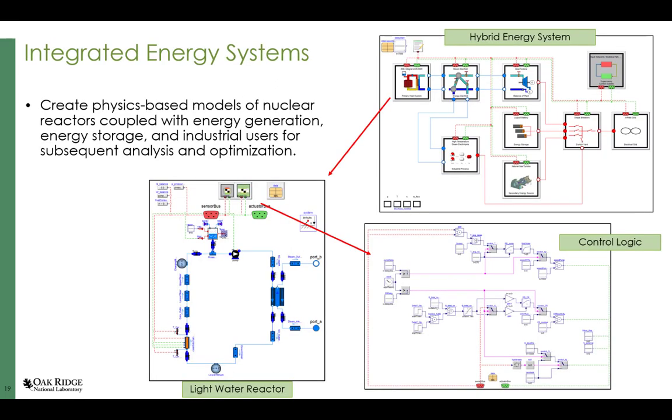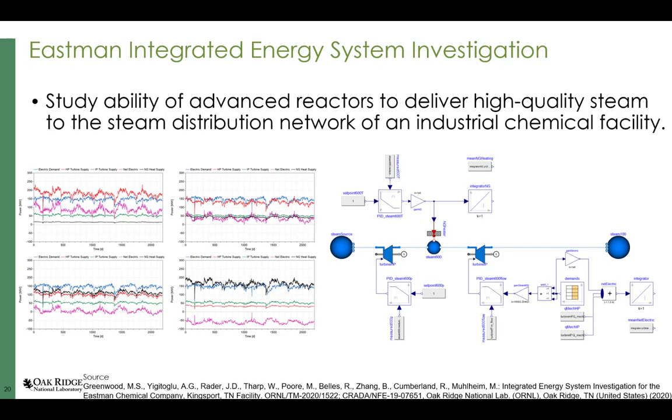Integrated Energy Systems has been an ongoing project leveraging Transform, where we use Modelica to couple a variety of different systems such as nuclear reactors, hydrogen production, and energy storage to see how they all integrate together to deliver the demands of the system. A recent work completed was to help Eastman Chemical Company understand what an integrated energy system would mean for their facility. We looked at advanced reactors to see how they could deliver high-quality steam to the steam distribution network.